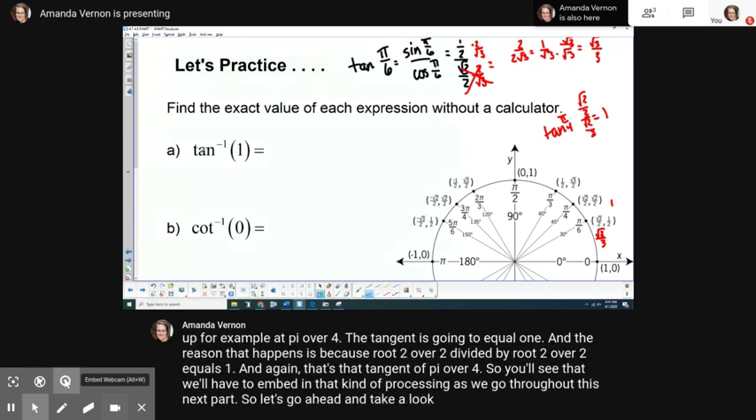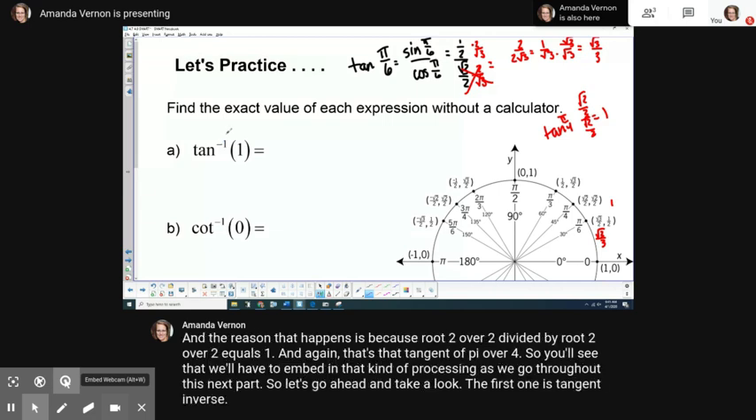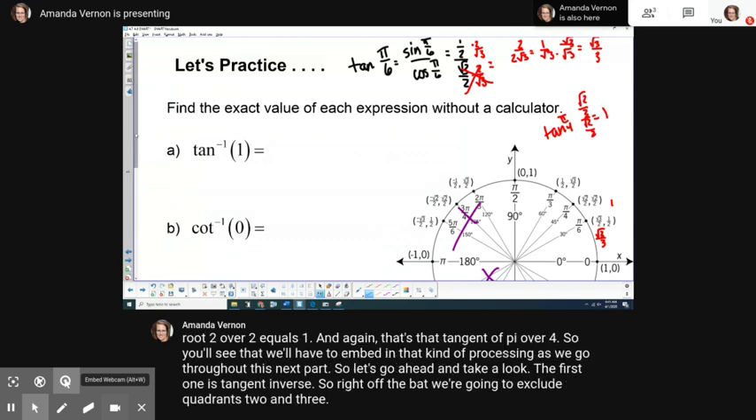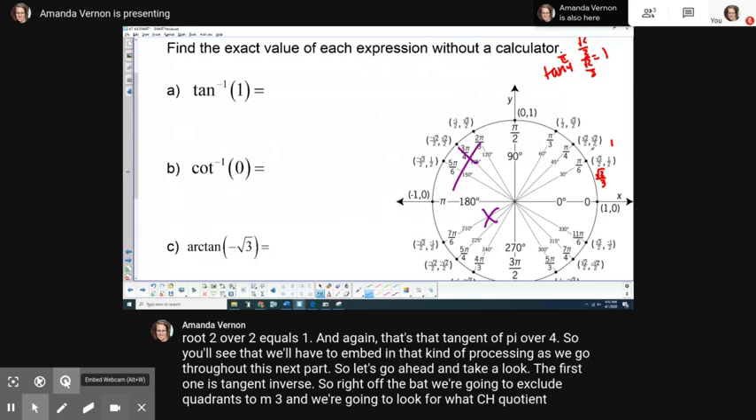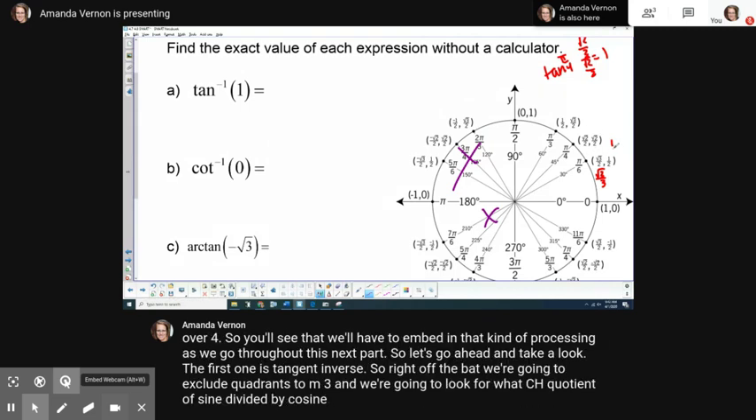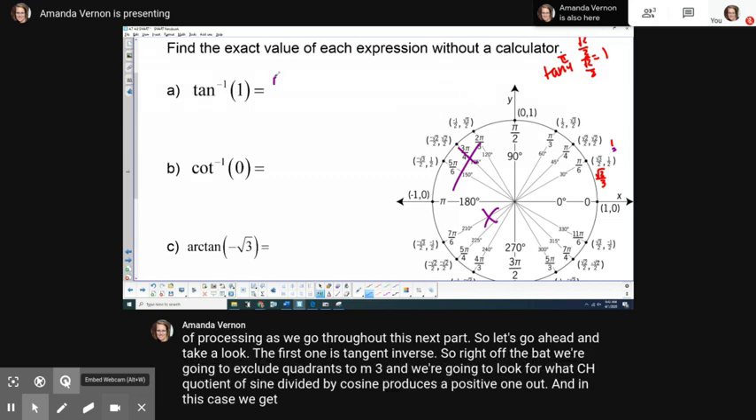The first one is tangent inverse of 1. So right off the bat, we're going to exclude quadrants 2 and 3. And we're going to look for which quotient of sine divided by cosine produces a positive 1 out. And in this case, we get pi over 4. All right, moving on to the next one.